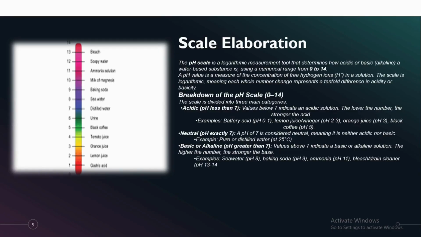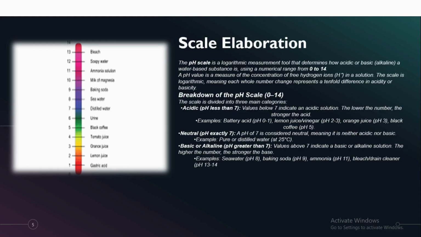To elaborate, the pH scale is a measurement tool that determines how acidic or basic, which we call alkaline, water-based substances are, using a numerical range from 0 to 14. A pH value is a measure of the concentration of free hydrogen ions in a solution. The scale is logarithmic, meaning each whole number change represents a tenfold difference in acidity or basicity.